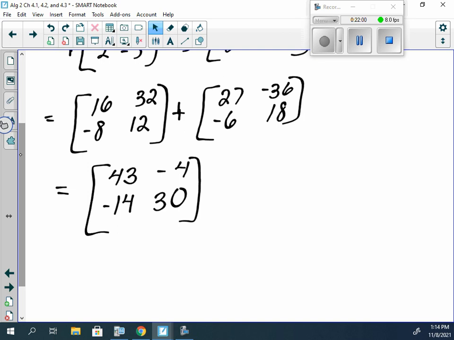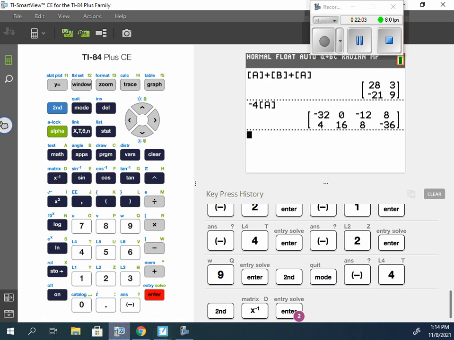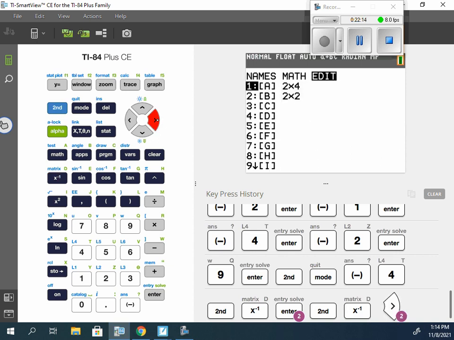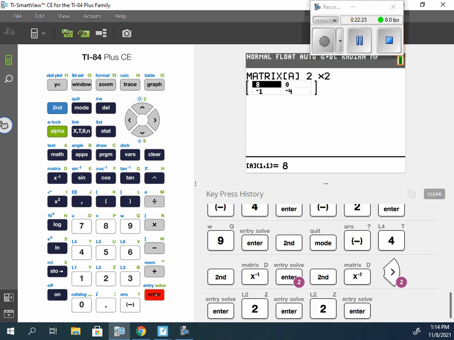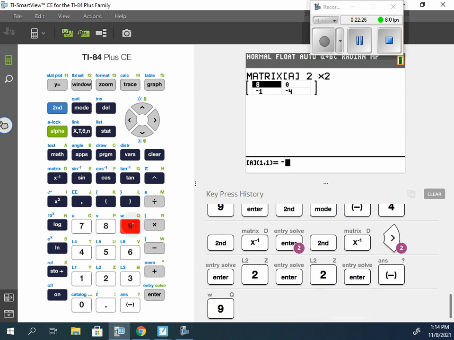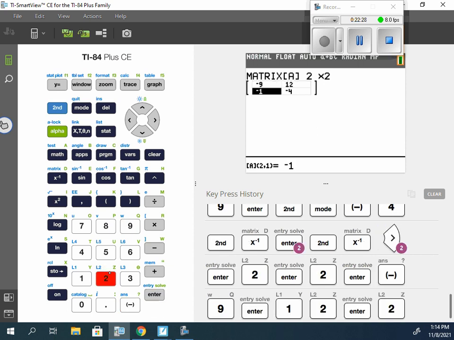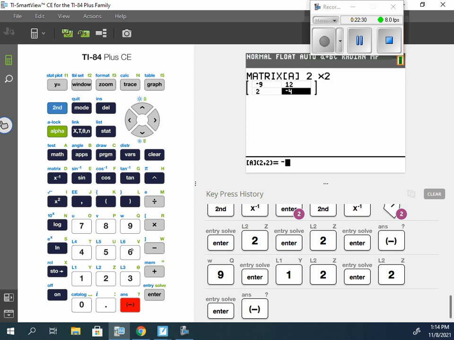Now we could have done this exact same problem in the calculator. We could have plugged this onto the calculator and got the same thing. So if we look at this here, well, we can go second matrix and go over to edit and edit matrix A, and just type it in. Now the matrix is a 2 by 2. And A is negative 9, 12, 2, negative 6.